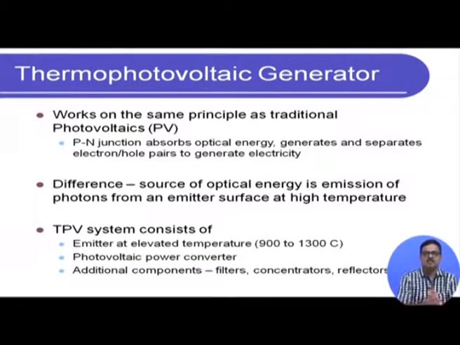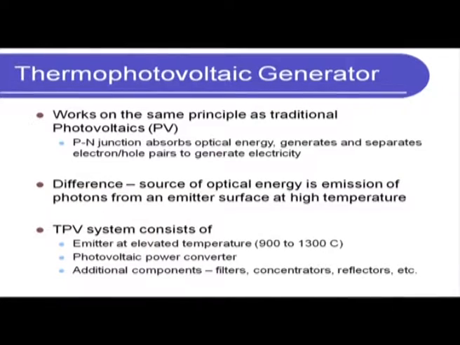So, at high temperature, a TPV system or thermophotovoltaic generator system therefore, at a minimum consists of an emitter which is at an elevated temperature. So, I have shown a range of temperature which typically works in the infrared region. So, you need an emitter which is heated to an elevated temperature and has the properties where at those temperatures it can emit photons, and then you have a photovoltaic power converter which is the PV cell, which receives those photons and converts it to electricity. Okay. But however, these are the two minimum components, but typically we also have some additional components like filters, concentrators, reflectors, etc., which we are going to talk about.